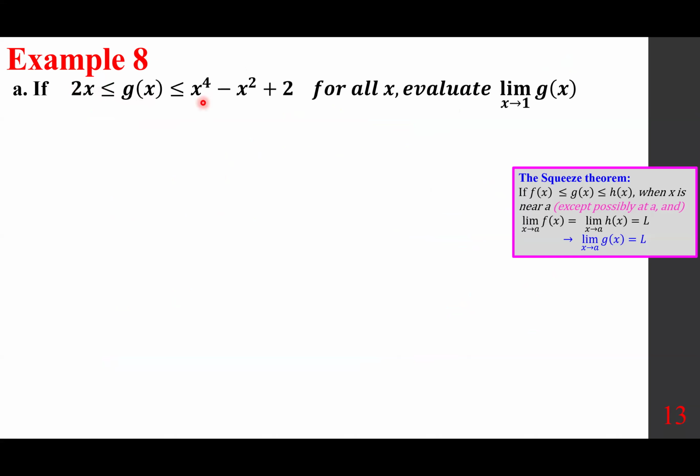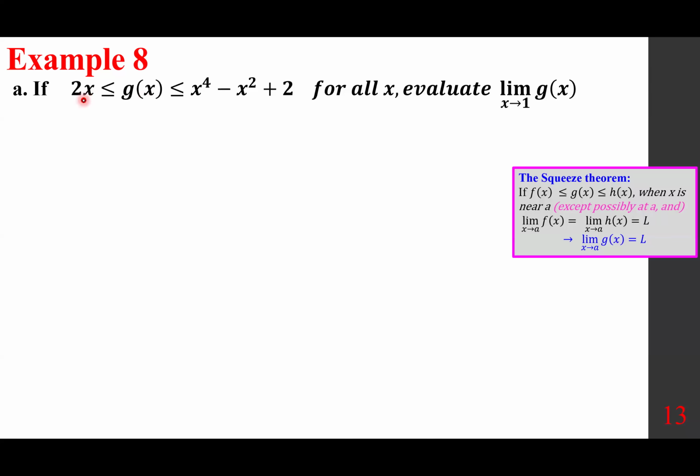If g of x is between 2x and x to the power of 4 minus x squared plus 2 for all x, evaluate the limit of g of x as x approaches 1, reminding you of the squeeze theorem. According to the squeeze theorem, if f of x is less than or equal to g of x, less than or equal to h of x, when x is near a, except possibly at a, and the limit of f of x as x approaches a equals the limit of h of x as x approaches a equals l, then the limit of g of x as x approaches a is l. Meaning, just find the limit of the left and right. If you happen to come up with the same answer, the middle one must have the same answer.